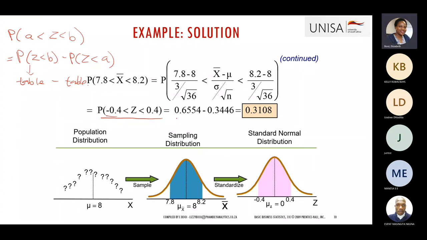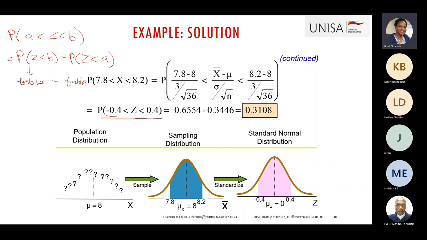We know that from the positive side, we got 0.6554. From the negative side, we got 0.3446. And we subtract one from the other and we get the probability of between 7.8 and 8.2 to be 0.3108. So we took our population distribution, we did a sampling distribution of it to convert or standardize it into a normally distributed population. And that is how you will answer the question as well when you get them from your assignment or your exam.